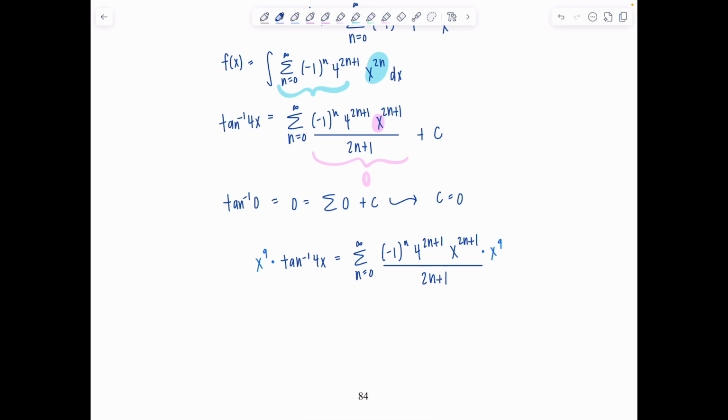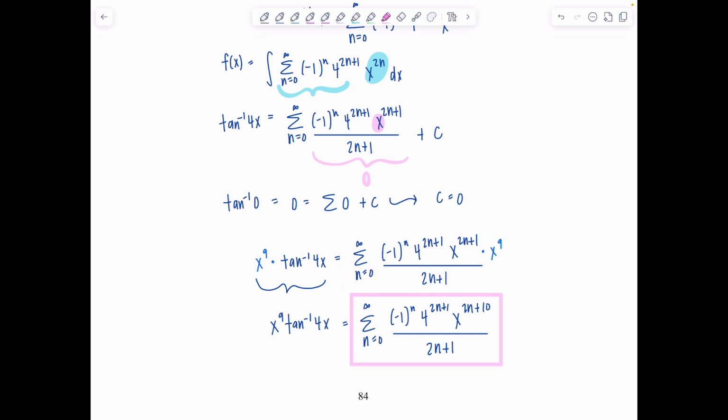So then the function that they want, x to the 9th tan inverse of 4x, is the sum, n equals 0 to infinity, negative 1 to the n, 4 to the 2n plus 1, x to the 2n plus 10 over 2n plus 1. You can play around and try to shift the indices, but if we clean this up and make it just 2n, then these get more disgusting. So honestly, I would just leave it. Okay.